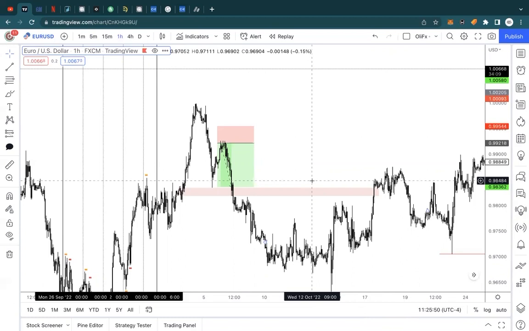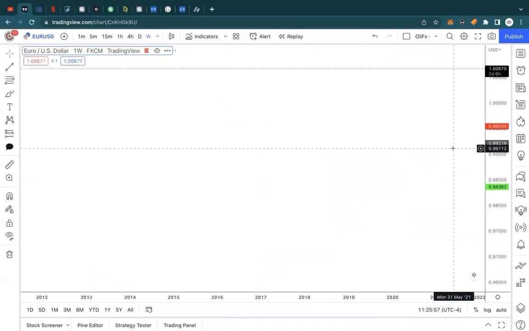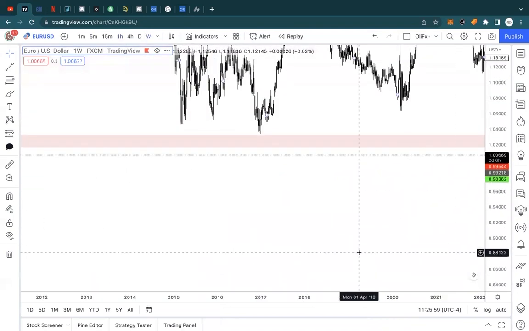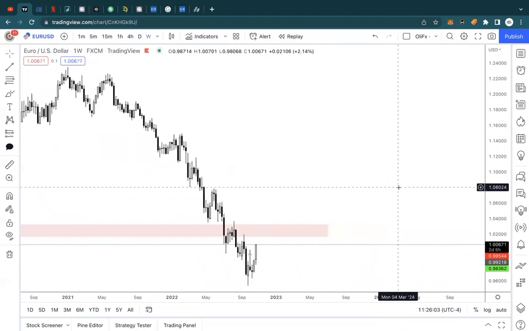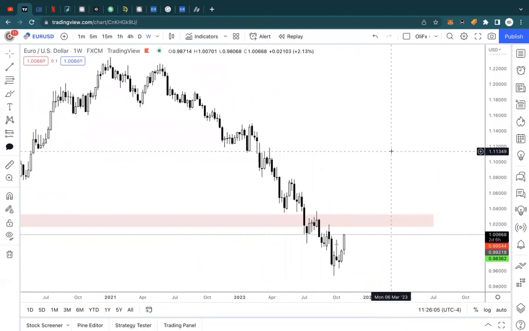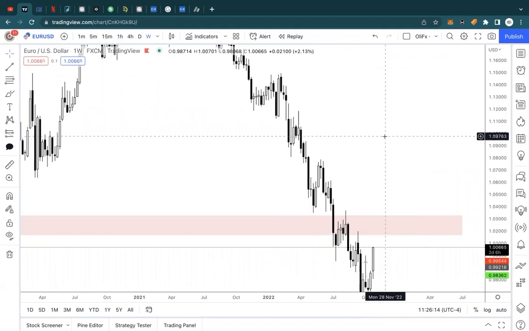All right, guys. So let's go over impulse blocks. So impulse blocks again, you can use them on any time frame, from the 1 minute to the monthly time frame. So basically, what an impulse block is, we have bullish and bearish impulse blocks. It's dependent on where you think the price is going. Do you think it's going up or do you think it's going down?